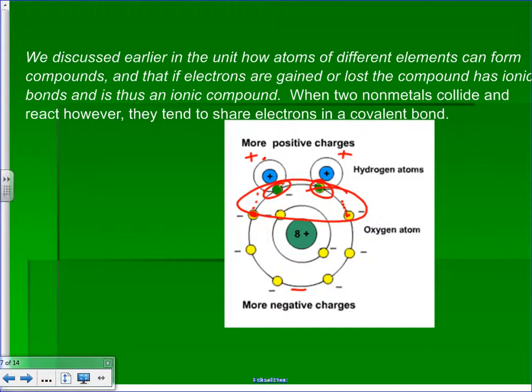That creates a positive end and a negative end, or poles. Hence the name polar molecule. There is a positive end and a negative end. It's polarized, or polar, because it's got two different ends. Everyone follow me on that one?